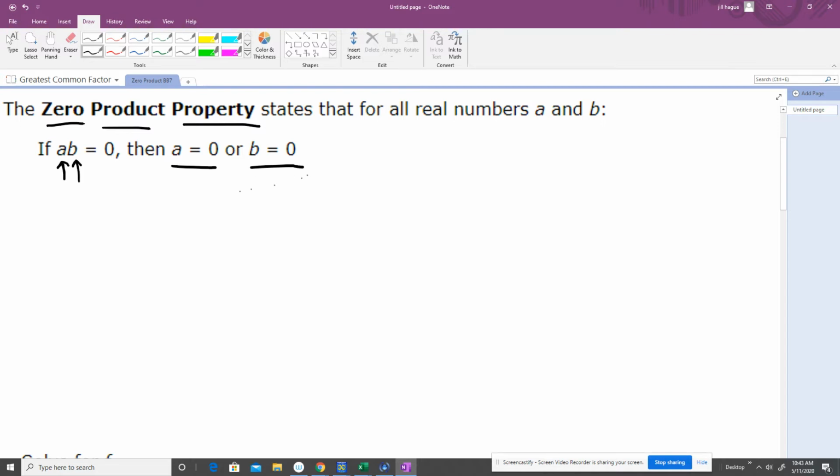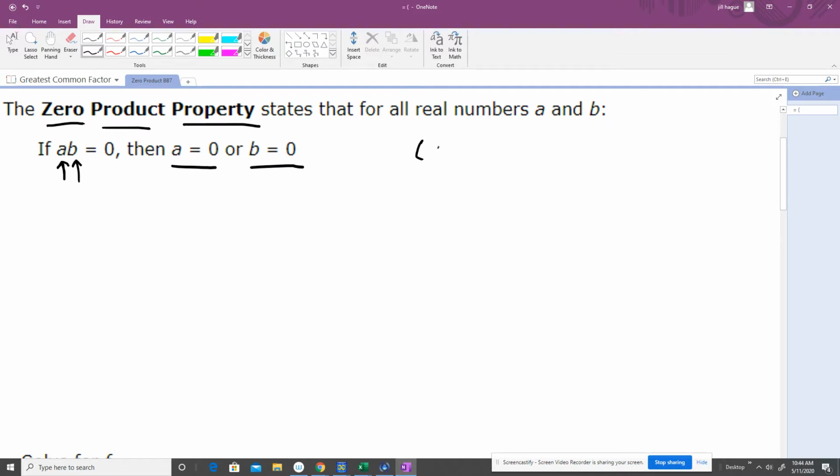So that means you could have A equals 7 and B equals 0. You could have A equals 0, B equals 3. But either way, when you multiply them, you'll get 0. Pretty simple concept, right? If we multiply two things and we know the answer is 0, then one of the two things has to be 0.